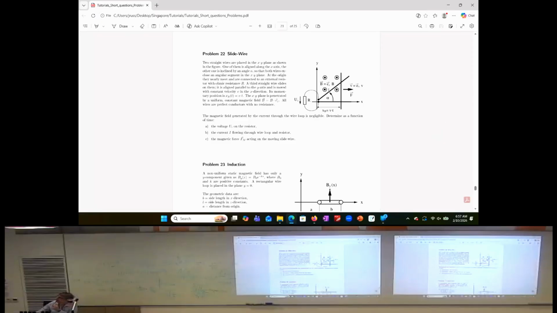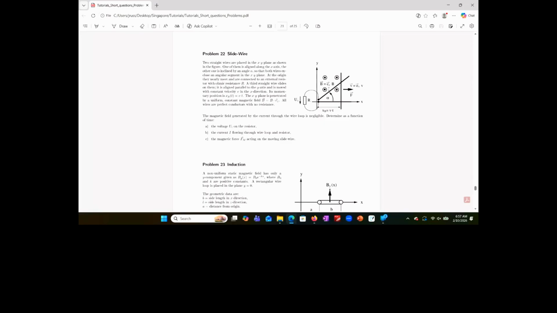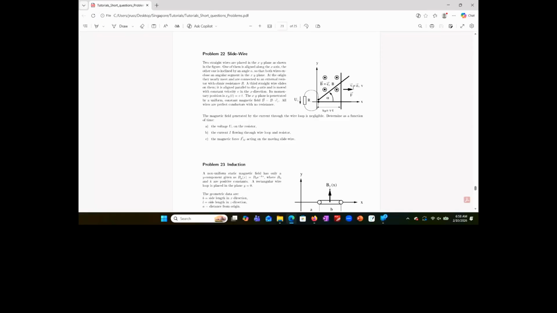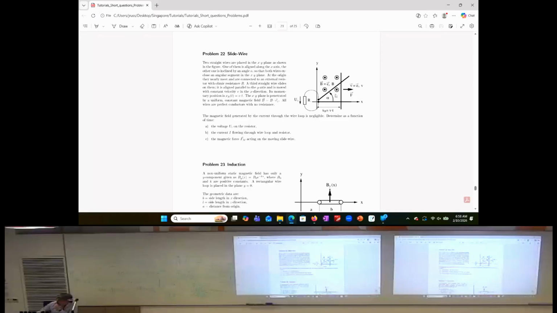You have here a B field, which is constant in Z direction. That means it's pointing outward of the plane. You have X and Y here, and Z is pointing towards you. And as you move this third wire with a velocity V in X direction, you're increasing the size of the loop. As a consequence, there will be more flux through the loop. So this is our problem 22.